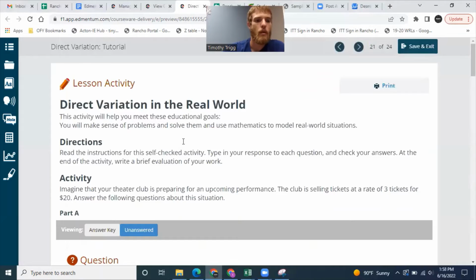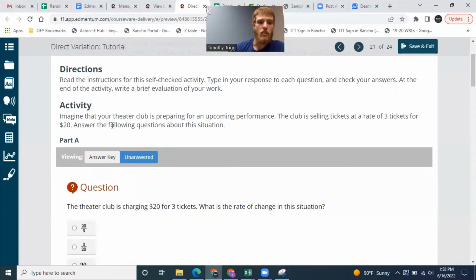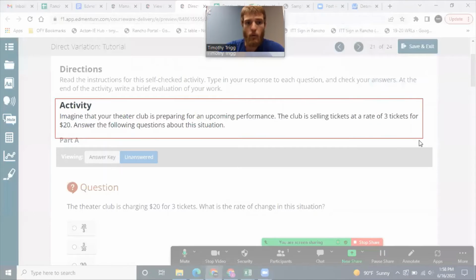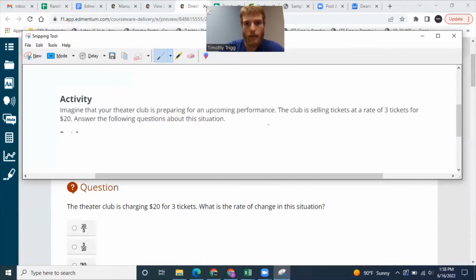Okay. Activity. Imagine that your theater club is preparing for an upcoming performance. The club is selling tickets at a rate of 3 tickets for $20. Answer the following questions about this situation. So the first thing is 3 tickets for $20. So one thing to keep in mind is that that's essentially a coordinate point, isn't it? That we have a coordinate point of 3, 20.